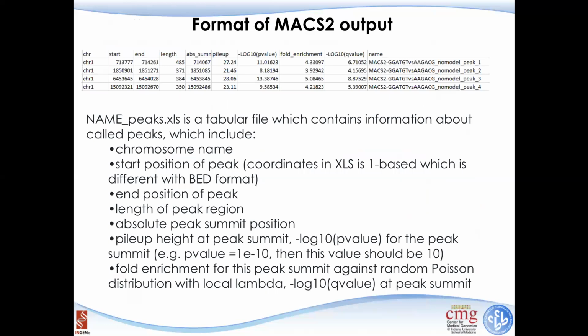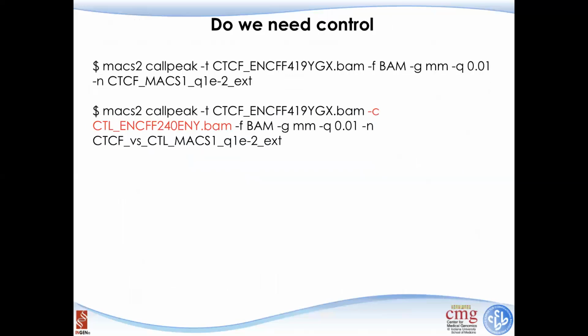I won't go through that one, but I just wanted to show you something I underlined last time. One thing is, do we need a control or not? We selected some data from ENCODE. For example, the first one I chose is a transcription factor binding ChIP-seq, a CTCF ChIP-seq. And Shen used MACS2 callpeak to identify peaks, one without the control and the other with the control. Then we will see what the difference is.